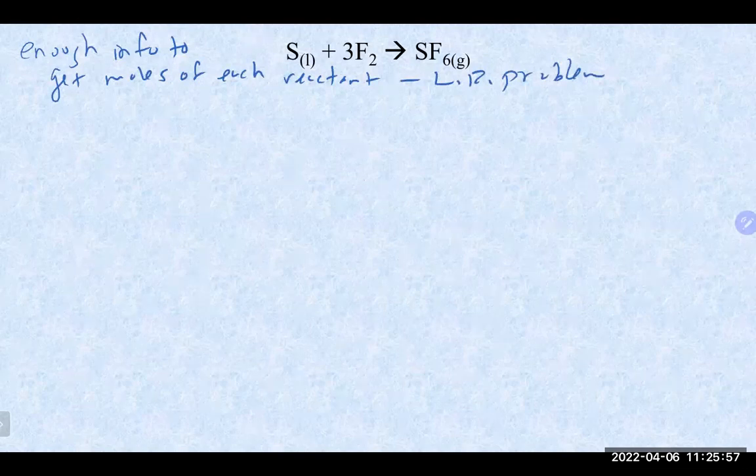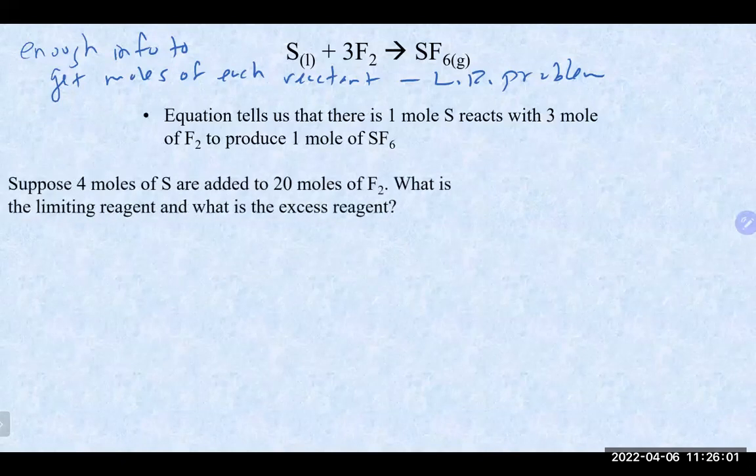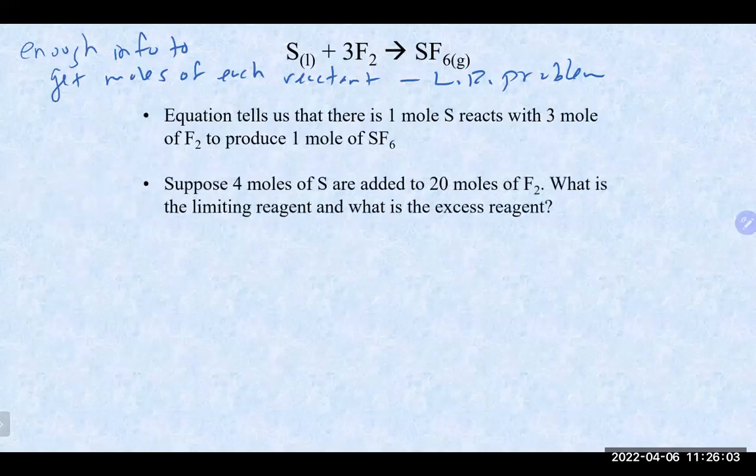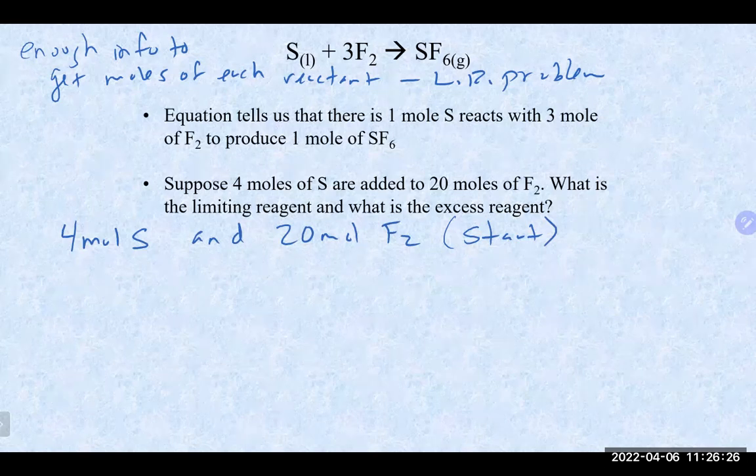So if we look at this one here, and again, we have our stoichiometry. Let's just say, for example, in this particular case, we are going to start with 4 moles of sulfur in this reaction and 20 moles of F2. These are like our starting amounts. And we want to figure out which one is the limiting reagent in this case.